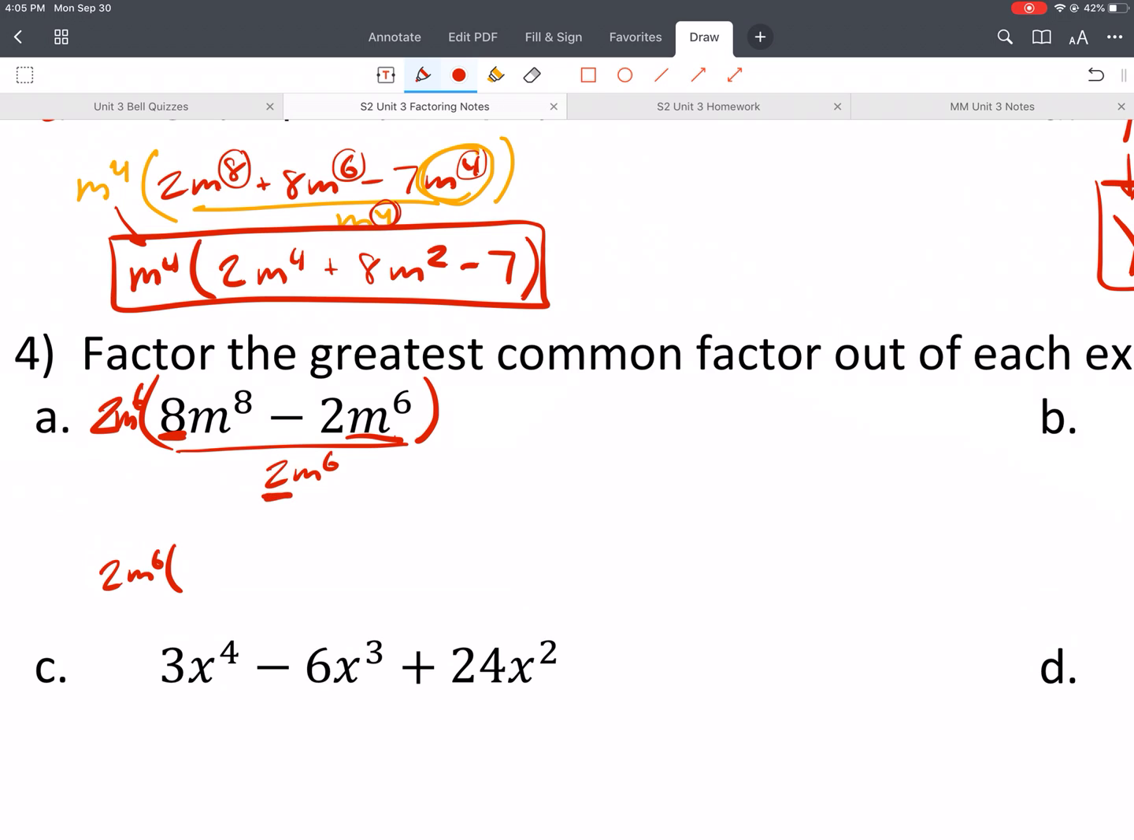8 divided by 2 gives us 4. 8 subtract 6 gives us m squared. Negative 2 divided by 2 gives us a negative 1. And 6 subtract 6 gives us 0. m to the 0 is just 1. Okay? So we just end up having minus 1. And if you wanted to check, this would be a great time to distribute and make sure you end up getting the exact same thing you started with.